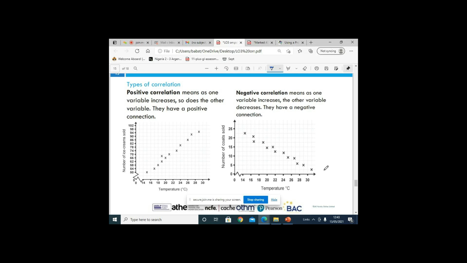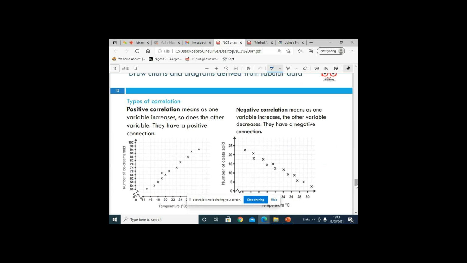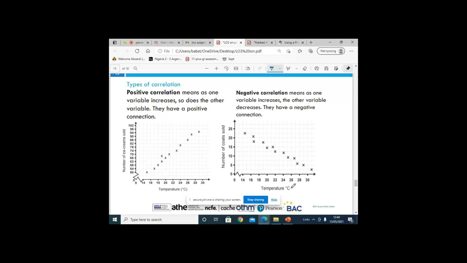So look at this type of correlation now. We also have positive and negative correlation. A positive correlation means that when one variable increases, so does the other. For example, the one we just finished about the umbrellas and rainfall is a positive correlation, because as the number of umbrellas sold is increasing, the rainfall is also increasing. Look at this example: as temperature increases, the number of ice creams sold also increases.